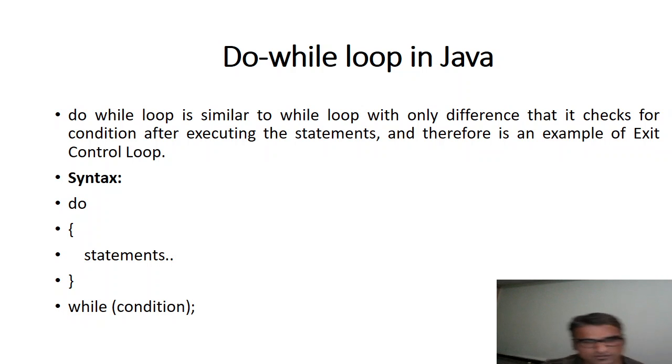Another variant of while loop is the do while loop. Do while loop is similar to while loop with only one difference, that it checks the condition after executing the statement and therefore is an example of an exit control loop. It is considered as exit control.